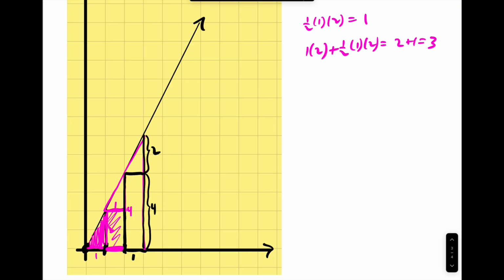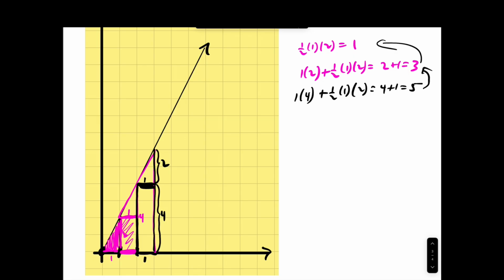So then the area of the rectangle is 1 times 4, plus the area of the triangle on top, since that's 1, is 1/2 the base, which is right here, times the height, which is 2. So that's going to give me 4 plus 1, which is 5. So in that time interval, I accumulated more than I did last time. And then the other one, I accumulated more than I did the first time.